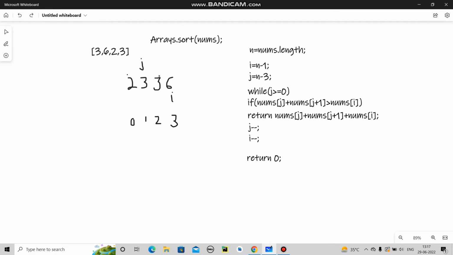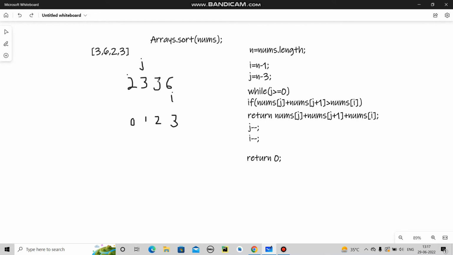Okay, if this chunk satisfies the condition, then we will simply return the sum of these sides, because as the array is sorted in increasing order, it is pretty obvious that the largest perimeter will be formed using these three only, because these three sides are the greatest sides that are present in this array.